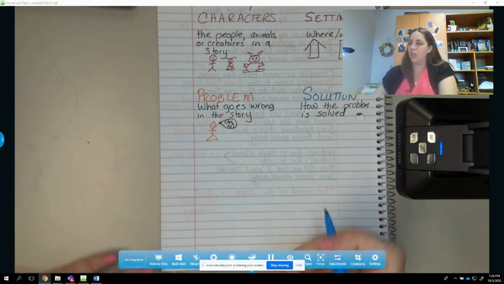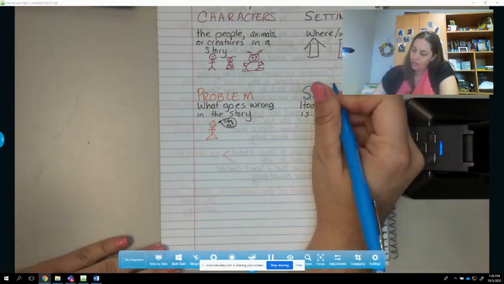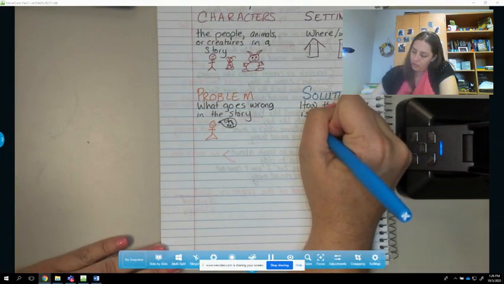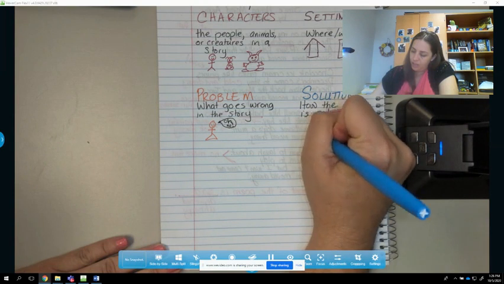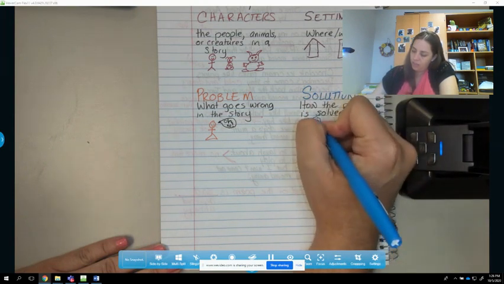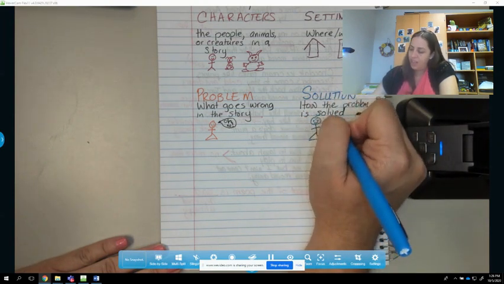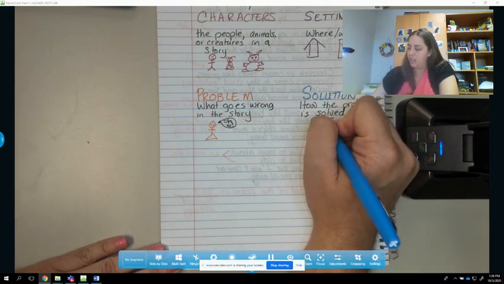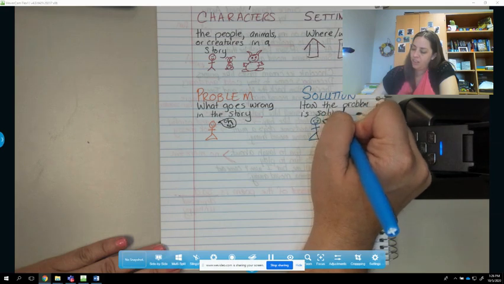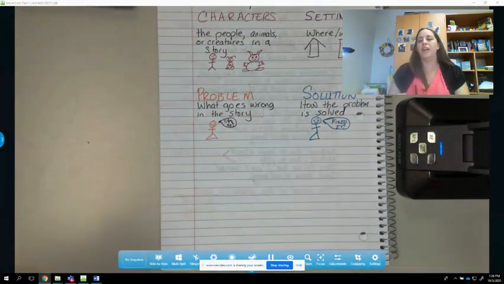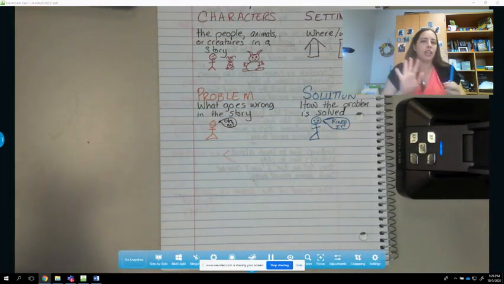Now, our solution, we're going to draw our little girl again with the skirt on. And here's her smiley face. And she's like, she's going to yell, fixed it. Like, oh yeah, I fixed the problem. We got it taken care of. Nothing's wrong here. Nothing happened. It's all good. It's all good.